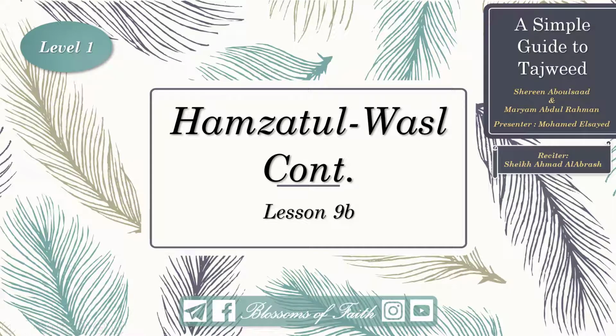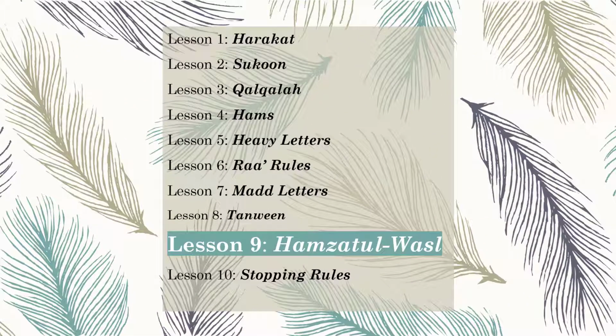Welcome to lesson number 9b of A Simple Guide to Tajweed series, brought to you by Blossoms of Faith. Today, we will continue to learn about Hamzatul-Wasl. In this lesson, we will learn about having 2 sakin letters following each other when skipping Hamzatul-Wasl and how to pronounce them. This is the second lesson of a series of lessons explaining how to pronounce Hamzatul-Wasl.